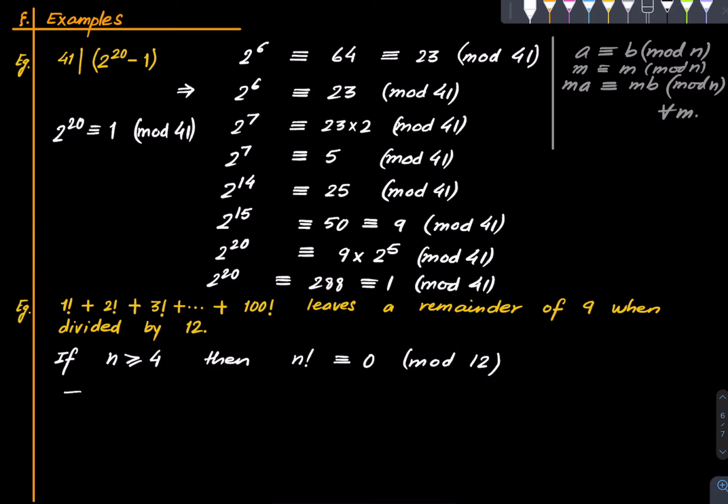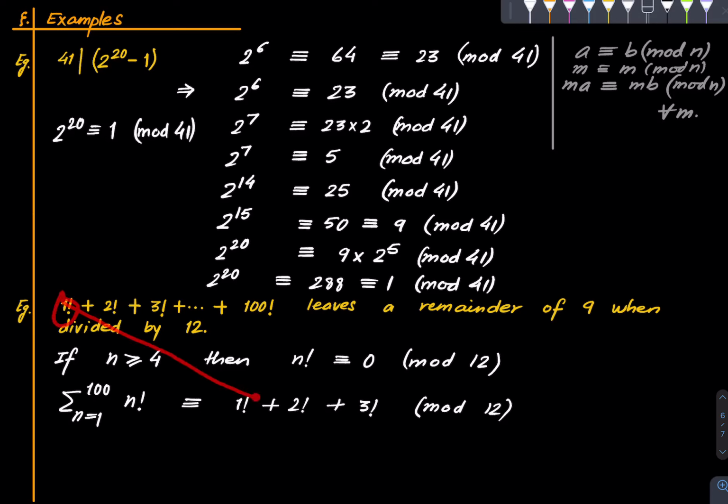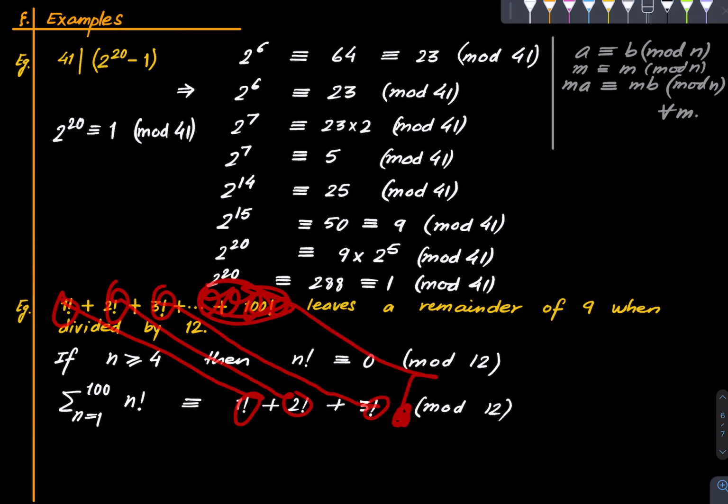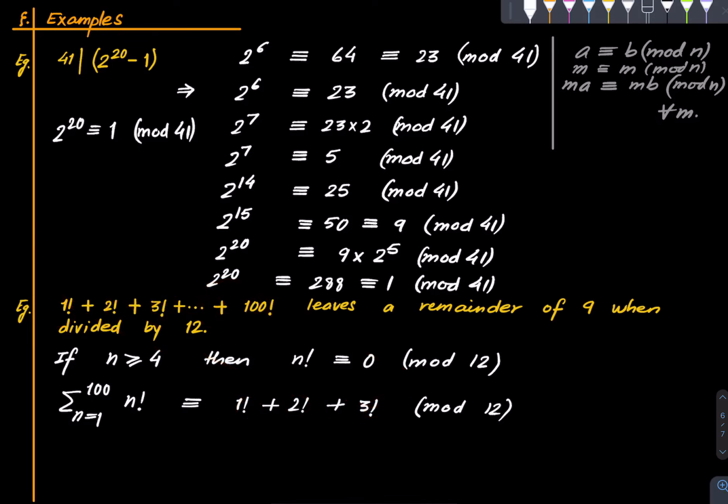And therefore this horrible sum, n from 1 to 100, n factorial, is congruent to 1 factorial plus 2 factorial plus 3 factorial plus 0 plus 0 plus 0 plus 0, and therefore we don't need to write it, modulo 12, right? Everything here is congruent to 0, so that just becomes a 0, and we are left with this guy. And what is this? This is 1 plus 2 plus 6 modulo 12, which is 9 modulo 12, and that's it.